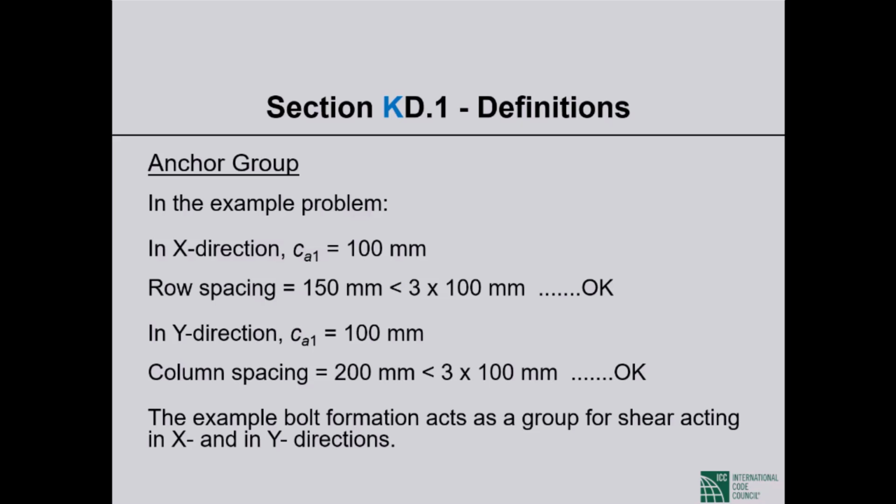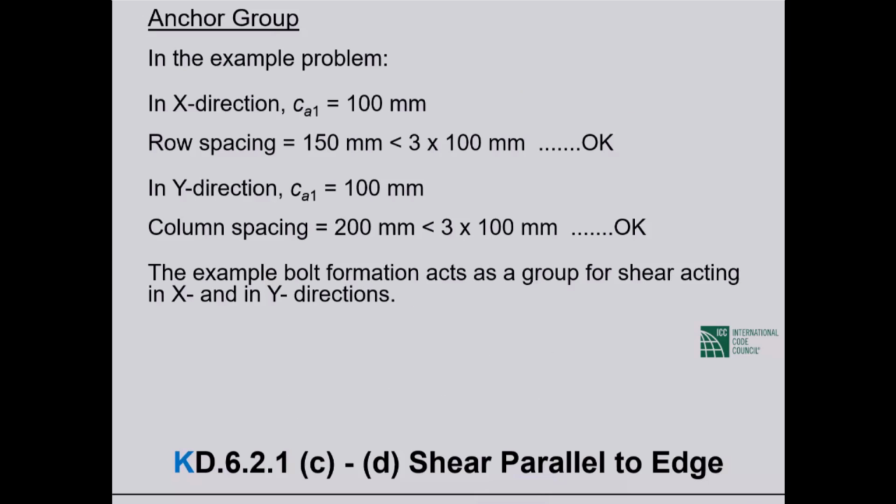Okay. In the x direction, we have a spacing less than 3 times C sub A1. In the y direction also we have a spacing less than 3 times C sub A1. So we have a group of 6 rather than 6 individual anchors or 2 groups of 3 or 3 groups of 2.